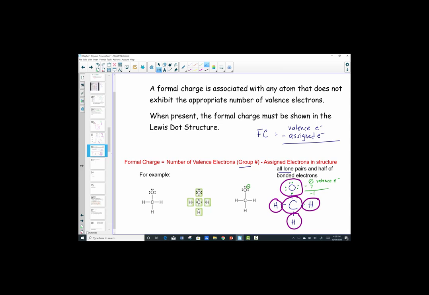Take a look at the carbon in the center. Carbon lives in group 4A, so it has 4 valence electrons. There are 1, 2, 3, 4 assigned electrons. Remember, each is half of a bonded pair, meaning it has a 0 formal charge. Each of the hydrogens has 1 assigned electron, 1 electron inside of its circle. Hydrogen lives in group 1A, so it has 1 valence electron minus the 1 that's assigned, giving it a value of 0. So the one and only atom with a formal charge in that example structure is the oxygen, and it was determined to be a -1.